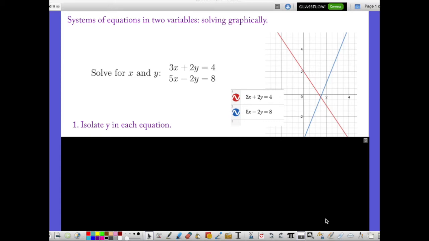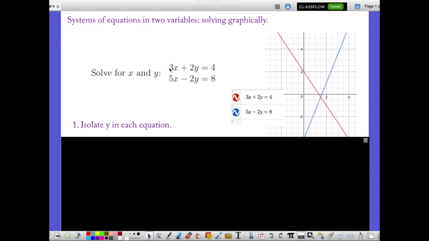Solving 2x2 linear systems graphically, and then, so graphically will mean on the calculator, and then using substitution. Okay, so let me just start off by looking at this linear system here. So we're going to solve for x and y. So it's linear because the power of x and y is either 0 or 1.